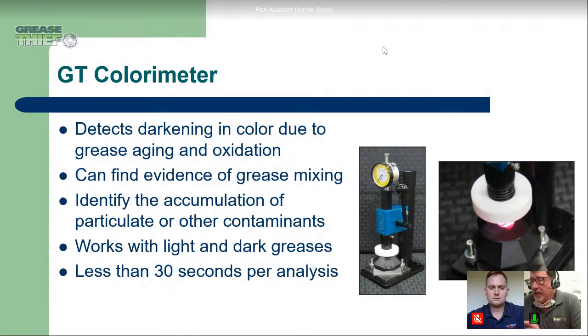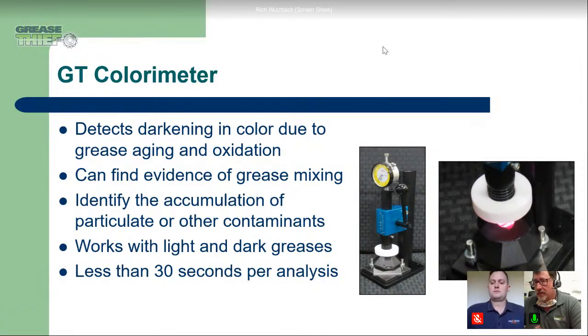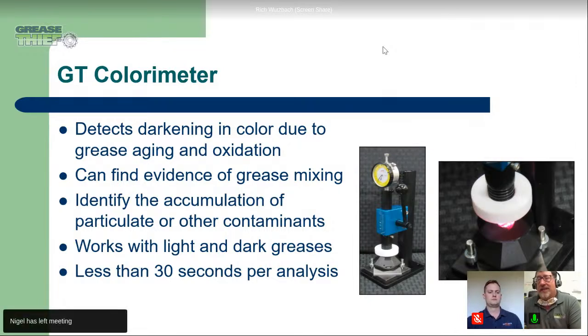It may not be as obvious or intuitive what we're seeing here, but the way it works is it detects the darkening or changes in color, which could be from aging and oxidation. It can find evidence of grease mixing, which happens from time to time, and it's not good. It can have some very negative effects on the behavior of the grease, and subsequently the performance of the bearings. Then we can also see accumulation of particulates and contaminants. It works with light and dark greases, and it takes less than 30 seconds per analysis.